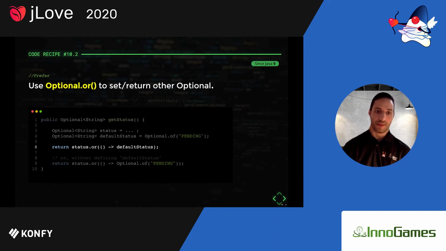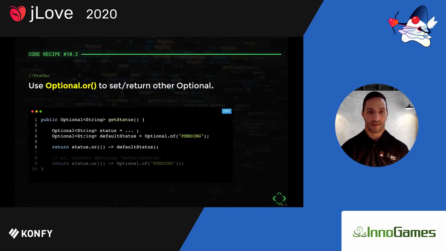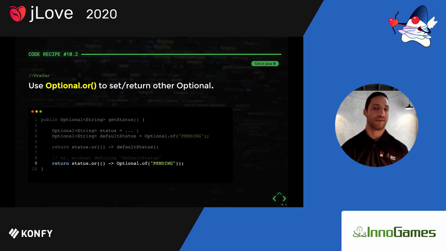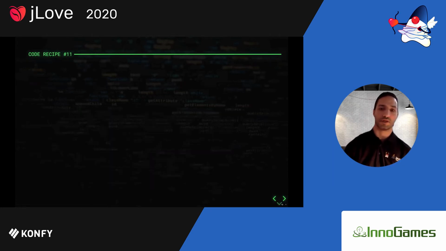So also without constructing this line, to make it less boilerplate, we can do it like this: Optional.of this value, creating an optional of that value. So it will return an optional of type string containing binding, and it will be returned if it does not exist in the status, or if status is not present. And it's available since Java 9.